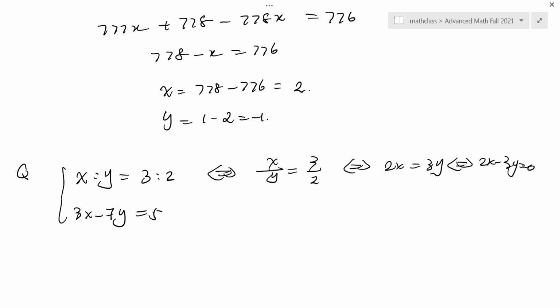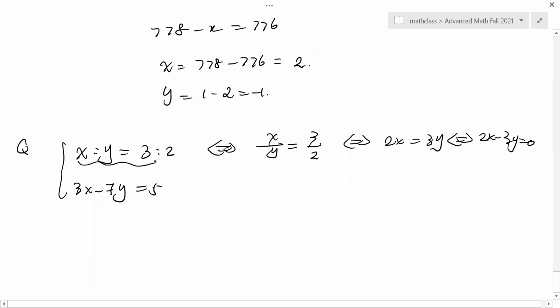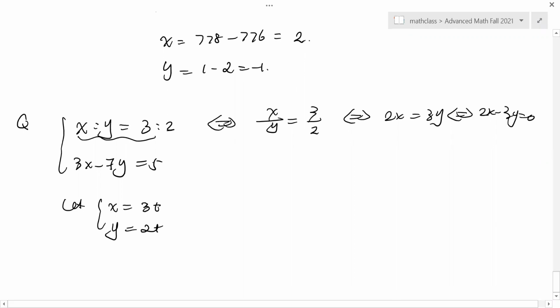So then it doesn't matter which equation we use, but it's harder to get rid of one of the variables. So what is the best way? Actually, we should use the original equation to solve, because x and y are proportional to 3 over 2. So you can introduce a new variable. That's a trick. So it's going to be x equals 3t, y equals 2t. So the solution to the first equation has some parameter here. Then x to y is going to be 3 to 2. Now use this and plug it into the second equation.